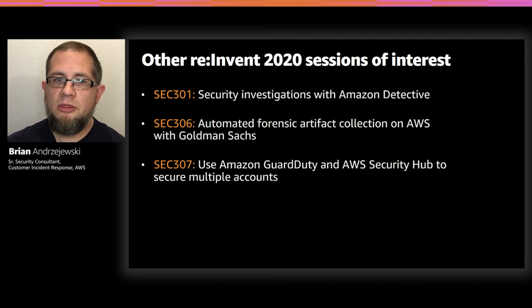And then we have SEC 307, which is using Amazon GuardDuty and Security Hub to secure multiple accounts. Again, GuardDuty does ingest CloudTrail for its detections, whereas AWS Security Hub is looking at AWS Config and its various rules for how to do that security to a baseline.